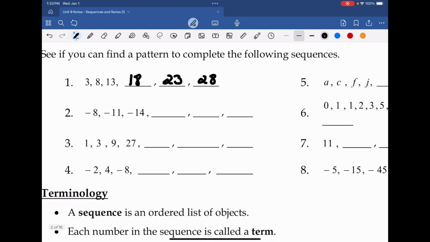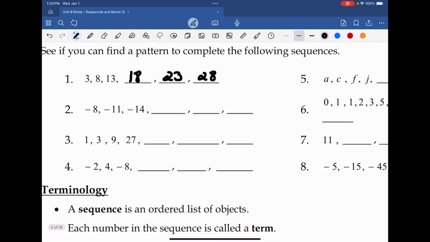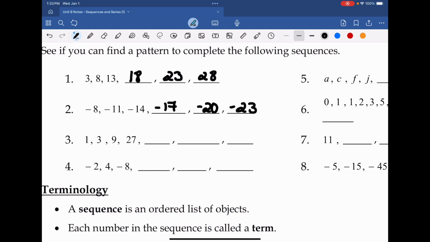Now, in number two, very similarly, we go from -8, -11, -14. Looks like we're decreasing by 3. So what we're going to do is make this -17, then -20, then -23. And that's us just subtracting 3 every time we go to the next term.